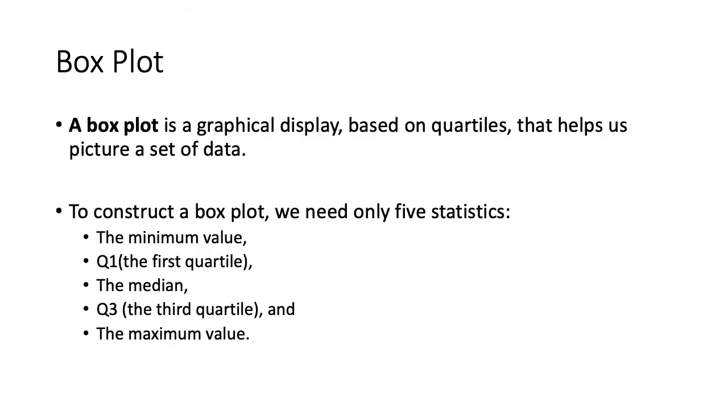The next type of graphical representation we're going to be looking at is a box plot. And a box plot is based on our quartiles. So to construct a box plot, we need 5 statistics. We need the minimum value, we need the first quartile, the median, the third quartile, and the maximum value.